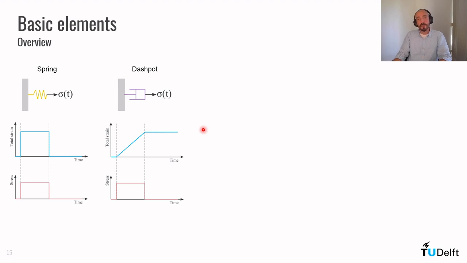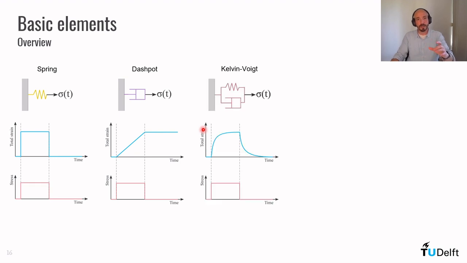Now, what if we combine those two elements in a parallel arrangement? This is what we call the Kelvin-Voigt element. So we have a spring and a dashpot in parallel. When we apply a stress here, because we are considering a quasi-static loading condition, the stress that we apply here is divided between both the spring and the dashpot.